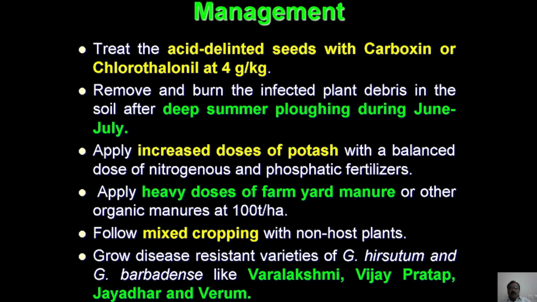To manage the disease, use acid-delinted seed and treat it with carboxin or chlorothalonil at the rate of 4 gram per kg. Remove and completely destroy the infected plant debris, which harbors the pathogenic propagules. Apply an increased dose of potash along with a balanced dose of nitrogenous and phosphatic fertilizers, which will give the plant tolerance. Then apply more organic manures, follow mixed cropping, and grow disease-resistant varieties belonging to Gossypium hirsutum as well as Gossypium barbadense, like Varalakshmi, Vijay Pratap, Jayadhar as well as Virnar.